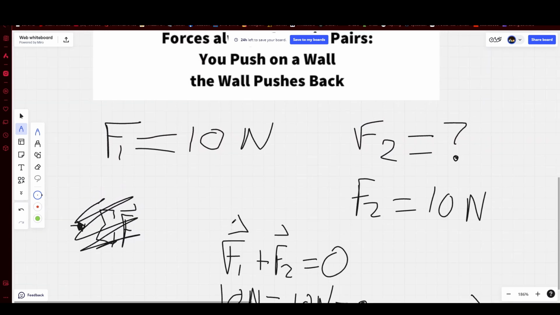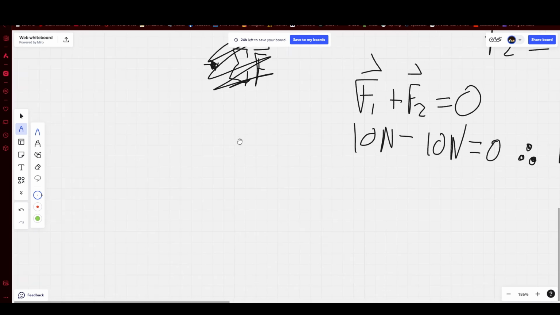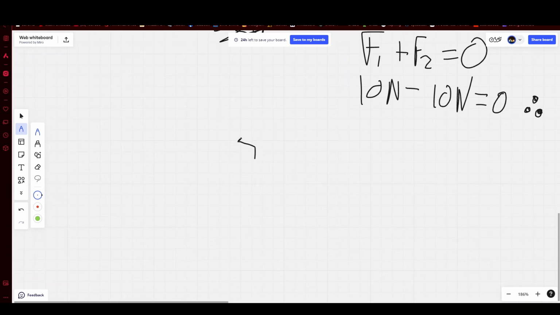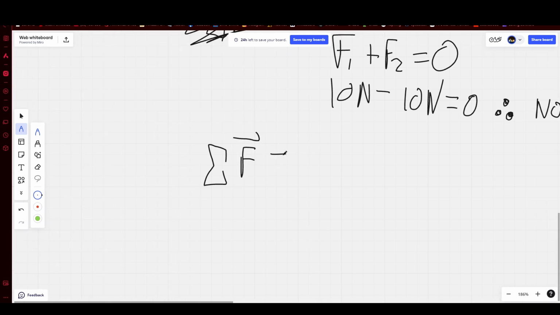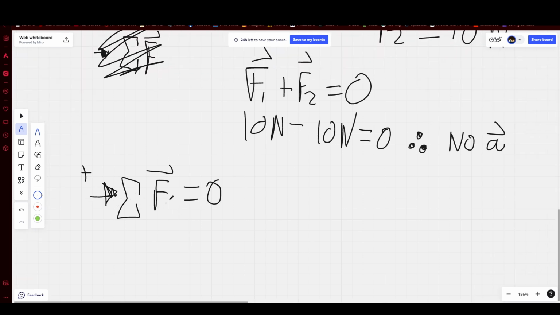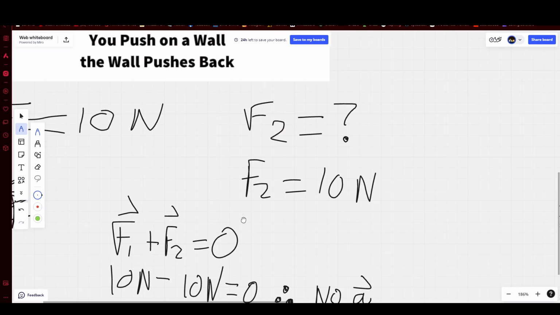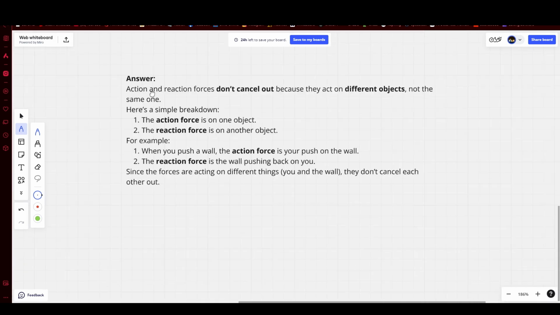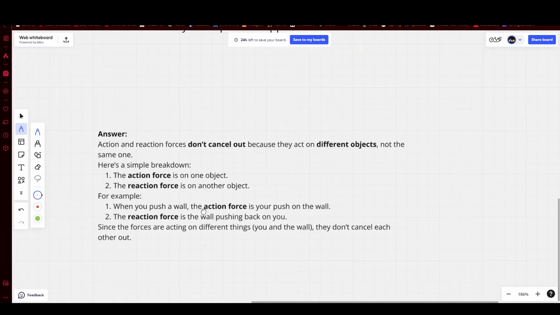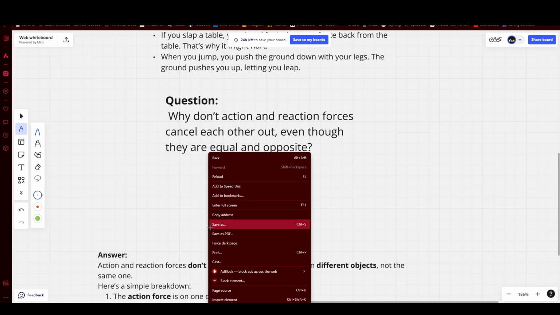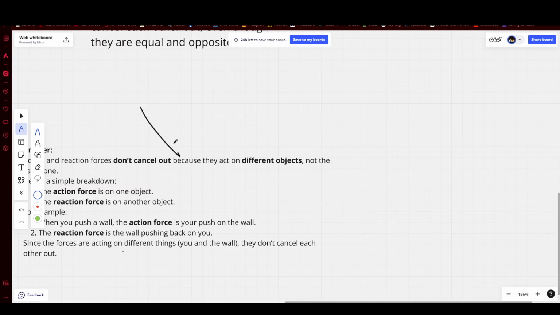Alright. So, the sum of all forces would be equal to 0, and we'll make the positive side right. So this would be expanded into this. Now, let's go back to that question.